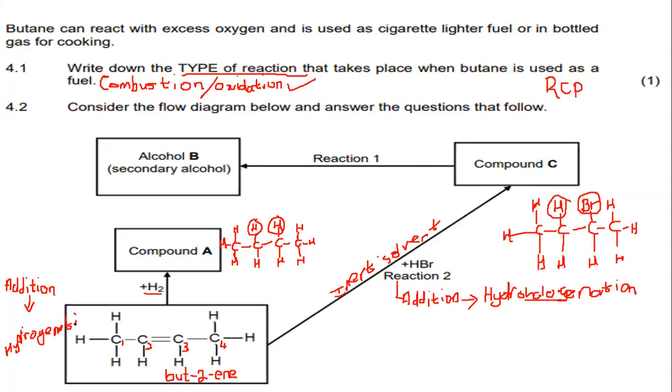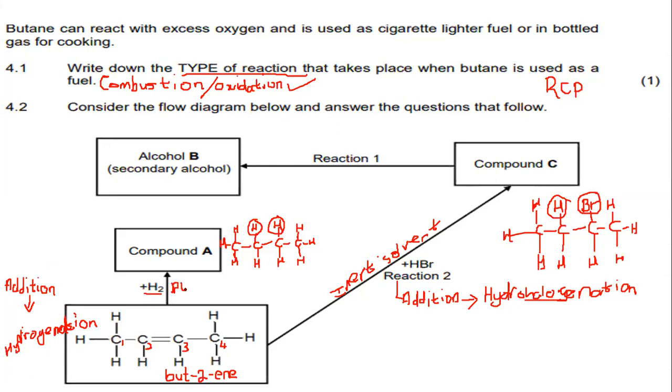Right, and remember, we don't say it is hydrogenating. We say it is hydrogenation. So why hydrogenation? Because I've added the 2 hydrogen atoms there. So the type of addition reaction is then called hydrogenation.